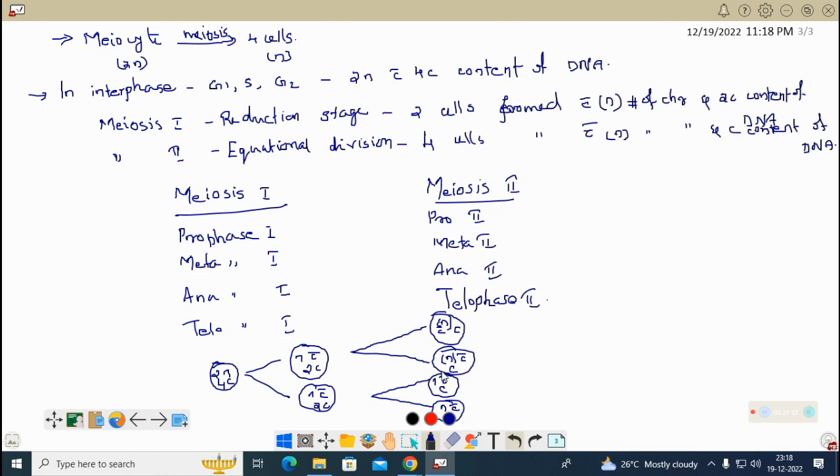Now we will see meiosis 1, how it is occurring and how long it will take place. Each stage of meiosis 1, prophase 1, the different stages, all these we will study in the next step. First, meiosis 1. We said it is divided into 4 different stages.